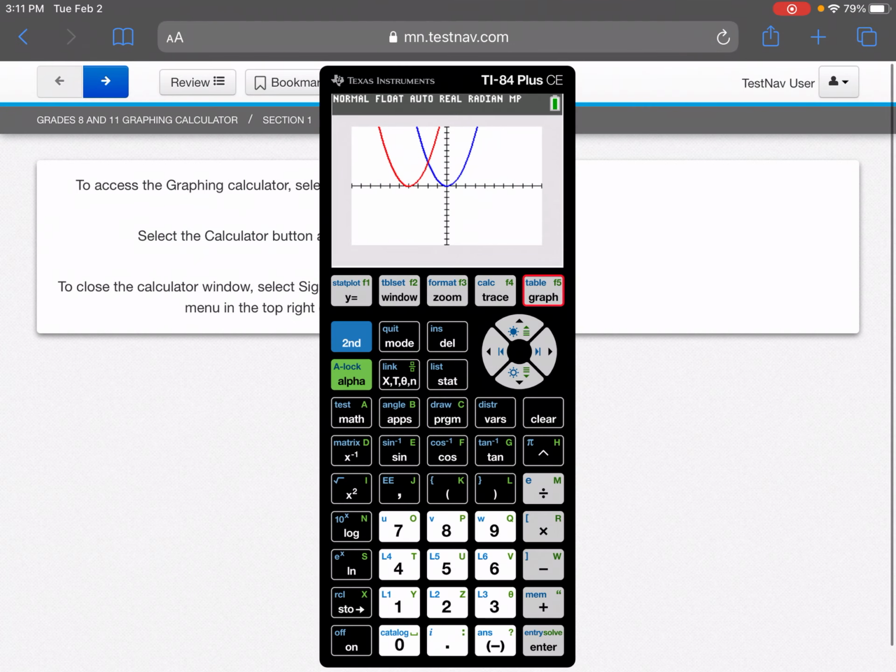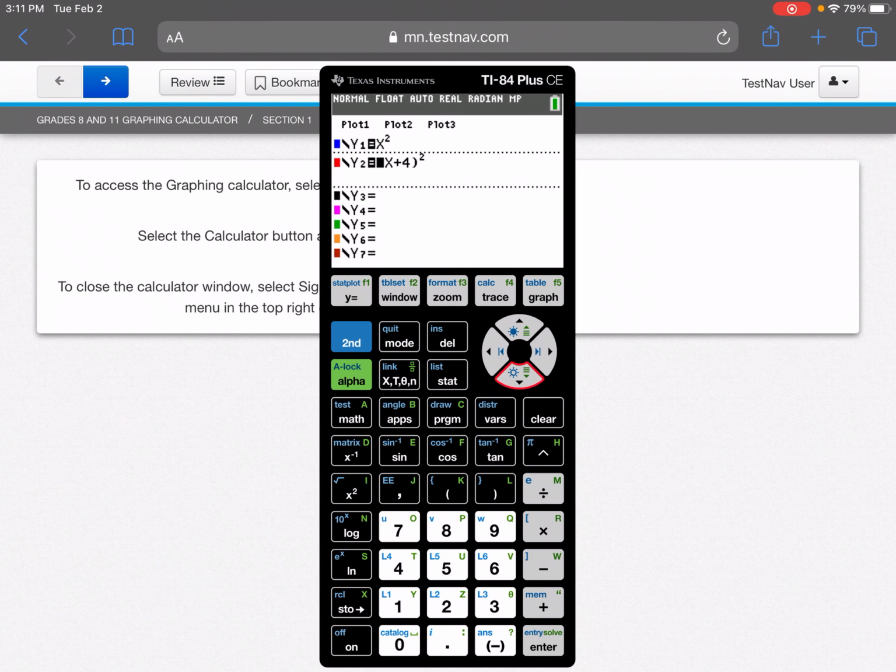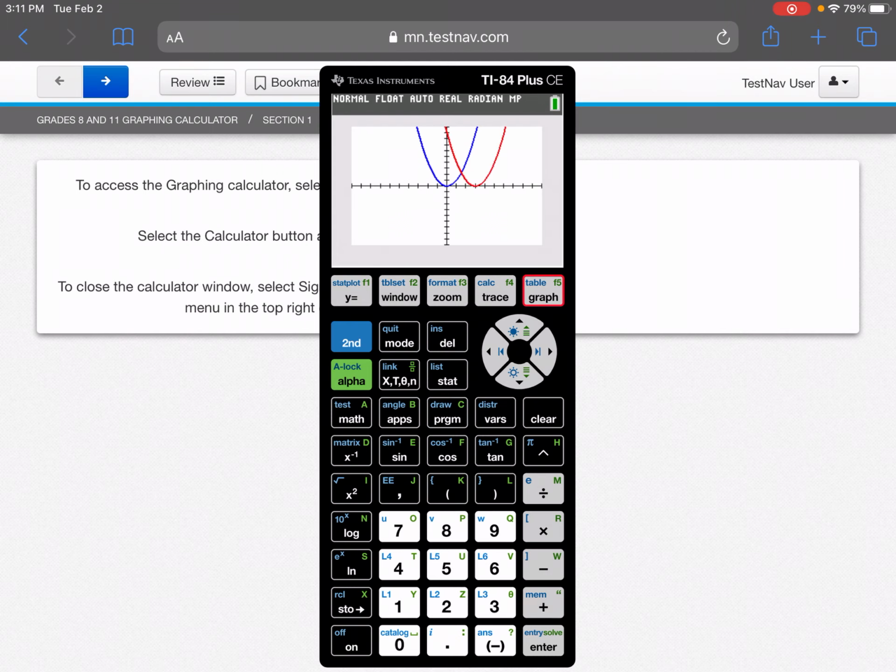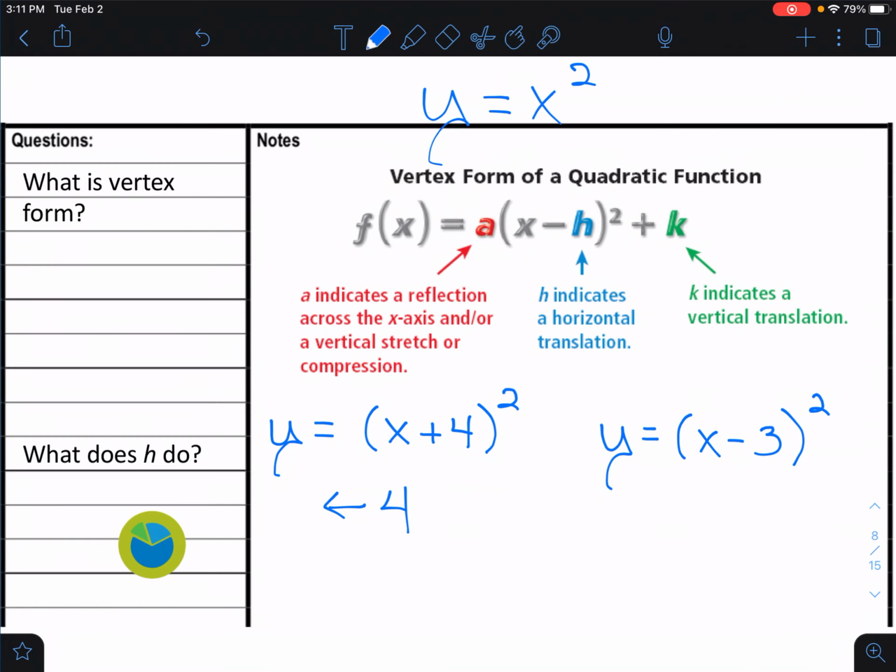Let's try this other one and see how that works. I'm going to leave that parent function in here, and in this one I'm just going to type x minus 3 squared. Now what happens here? There's our parent function. This time it slid it to the right 3 units. Once again, when I see minus 3, I would think left. But it doesn't. It actually moves it to the right 3 units, again opposite of what I might think.